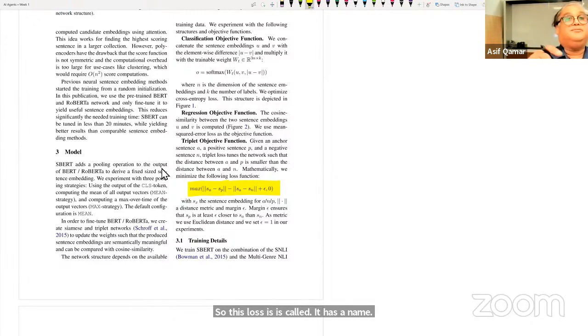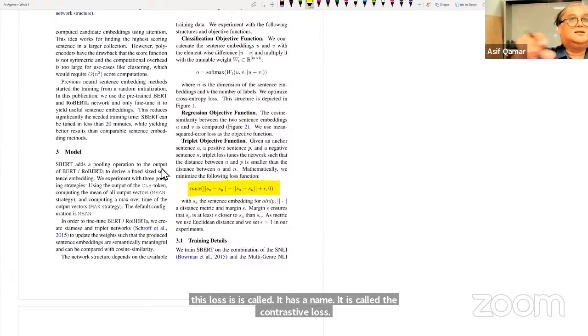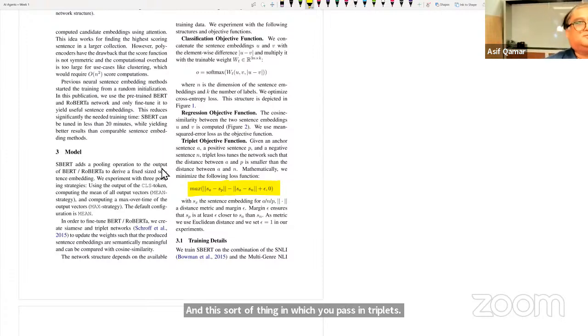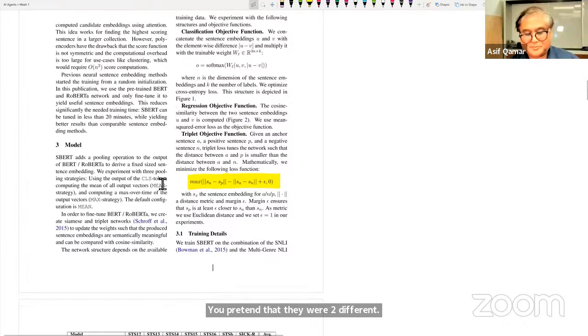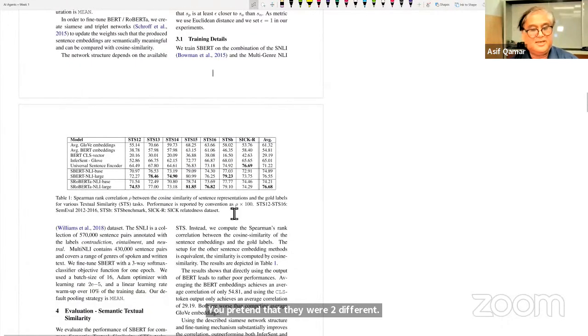And this sort of thing in which you pass in triplets, these are Siamese networks, because both the pairs actually went through exactly, in practice, the same network. You pretend that there were two different networks and you train it. Then there are training details, you train it, and after that, that's one idea.